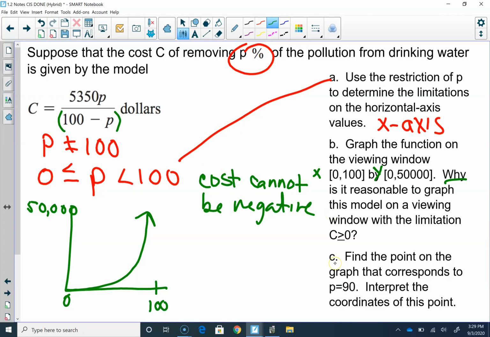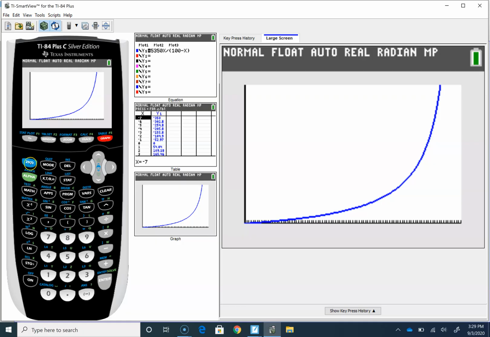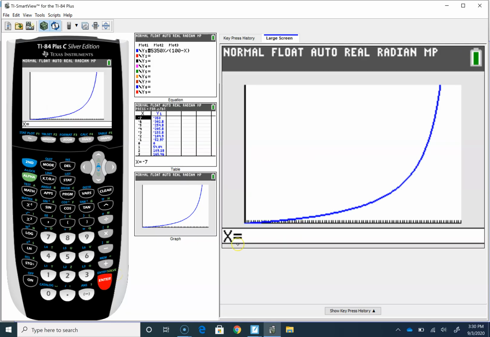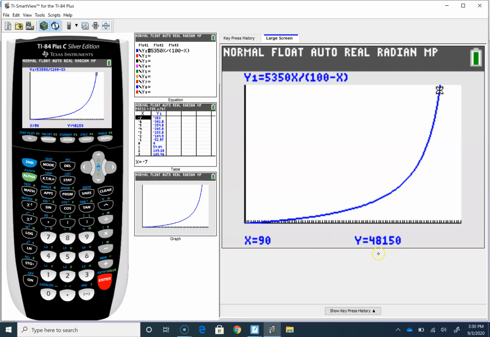Okay. C, find the point on the graph that corresponds to P equals 90. So this is something new on our graphing calculator. I hope you're taking good notes. Maybe you have a graphing calculator page just to help you with the sequences on there. So they want to know if P is 90, find the point on the graph that corresponds to P is 90. So what you can do then is you're going to go to your calculator, and I'm going to do the blue calculate a value when X is 90. And then if you push enter, when X is 90, it kicks out to you 48,150.